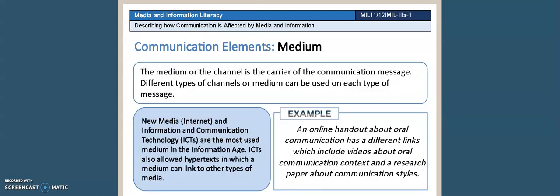Next element is the medium. The medium or the channel is the carrier of the communication message. Different types of channels or medium can be used in each type of message. New media or the internet and information and communication technology are the most used medium in the information age. ICTs also allowed hypertext in which a medium can link to other types of media.